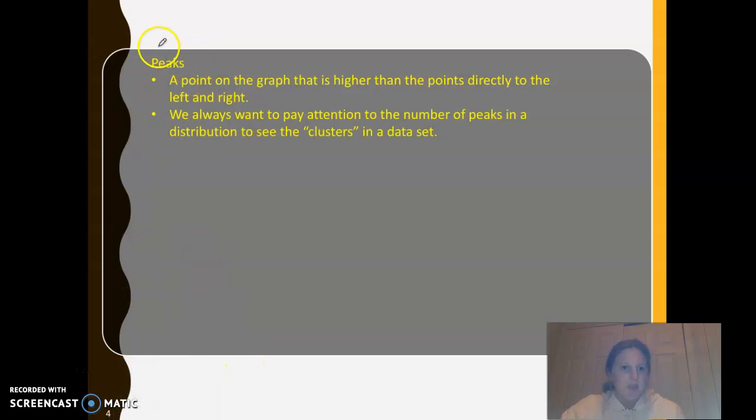Okay. Now we're talking about peaks. Peaks on a graph. It's a point on the graph that is higher than the points directly to the left and right of it. And so we always want to pay attention to peaks in our data set because it's where the data is clustering, right? The higher the peak, for example, on a histogram means the more numbers that fall into that bin. It's kind of where the data clusters or the modes of the data set, which we're going to learn.